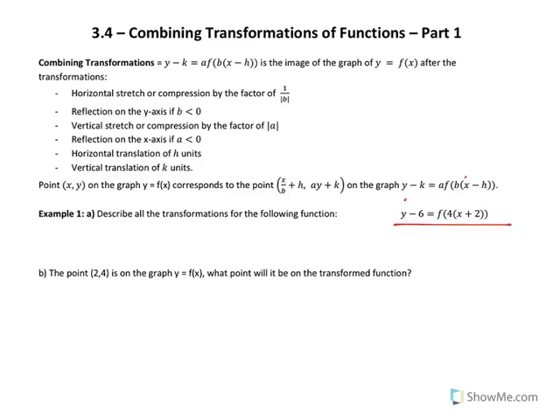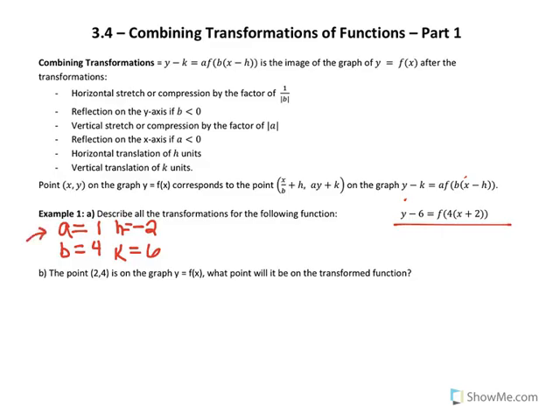y minus 6 equals f of 4x plus 2. So first of all, our a value is 1. Our b value is 4. Our h value is negative 2. And our k value is 6. So we have a, b, h, and k. Now we can decide what transformations we have.